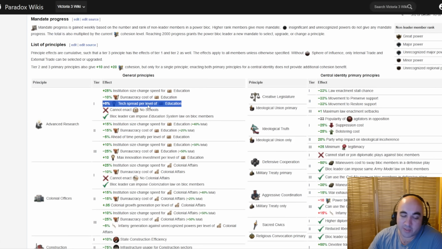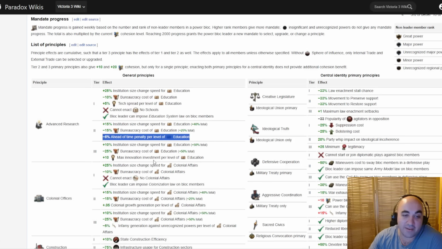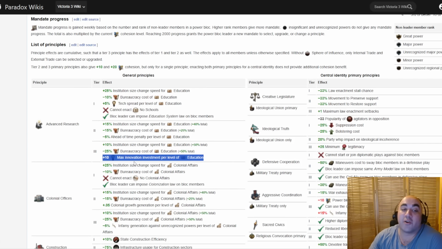So tech spread is kind of medium overall as a modifier, but this ahead of time penalty is really good, and also is the max innovation investment per level of education. If you're at 100 literacy, the maximum innovation investment per level of education you can get is 200. So this would kick this up to 250. For most countries, even if you have high level of education and relatively high literacy rate, you're probably going to be at 150. So this makes you 33% faster, but this minus ahead of time penalty stacked with this is going to make things really feel a lot better when you are going ahead of time.